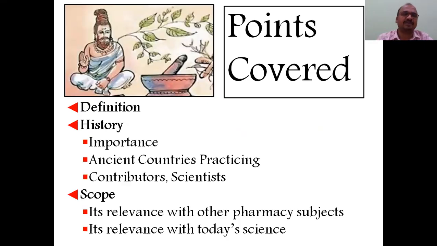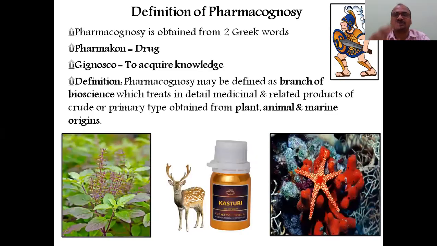The points I have covered are definition and history. In the history, we will see the importance of the subject, ancient countries which practiced this medicinal system or pharmacognosy, and contributors and scientists who helped pharmacognosy a lot. Finally, the scope: its relevance with other pharmacy subjects, with other health systems like allopathy and Unani, and also its relevance with today's science. Those are the points of today's topic.